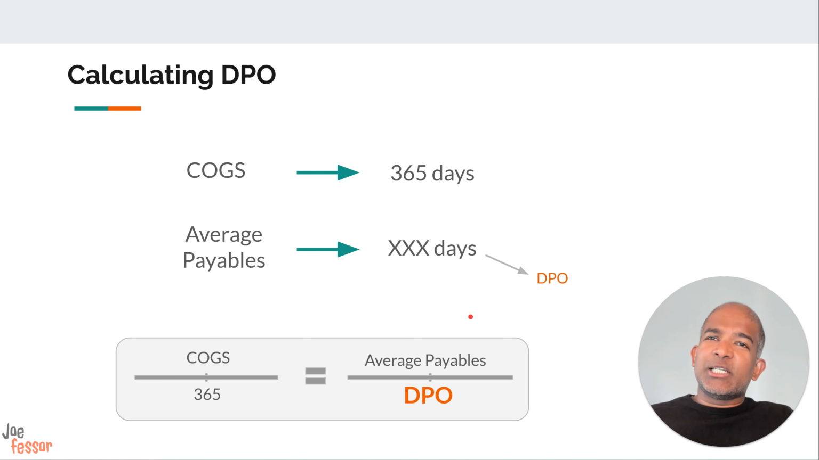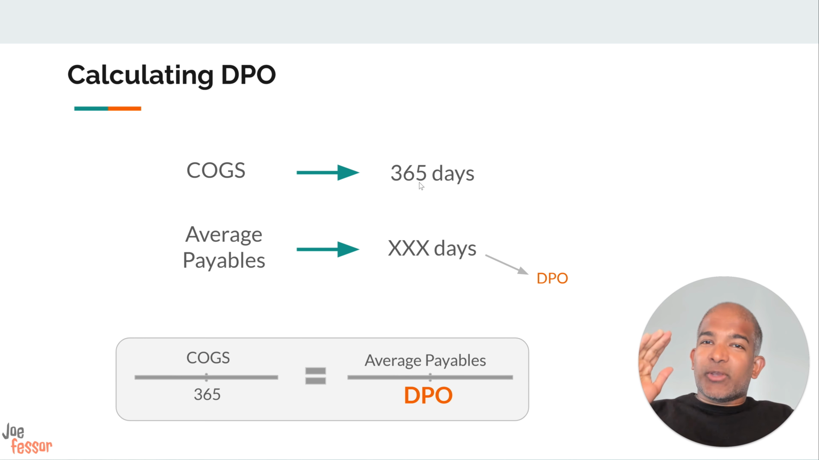Finally, let's explore a more logical way to interpret DPO, which like DSO and DIO can be useful for forecasting numbers. Here we see that COGS represents 365 days of purchases. If we then consider that average payables represent an unknown number of days, this unknown number of days is essentially our DPO. In other words, the average payables represent the number of days' worth of purchases that are still outstanding. This relationship can be expressed algebraically as shown here. COGS divided by 365 should equal average payables divided by DPO.